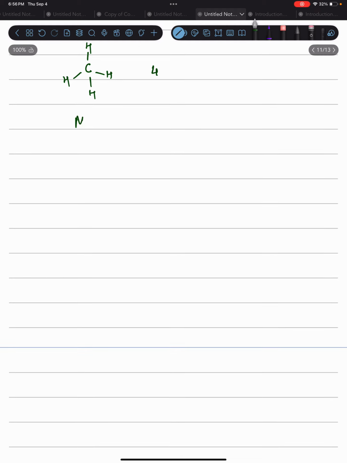Are you interested in knowing the difference between saturated and unsaturated hydrocarbons? For this, you need to understand that carbon is a tetravalent atom or element. That is, it forms four covalent bonds. That is, its valency is 4, right? Now, this is the molecule of methane, which belongs to a family of alkanes, right?